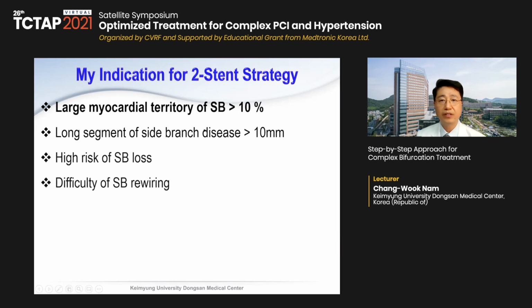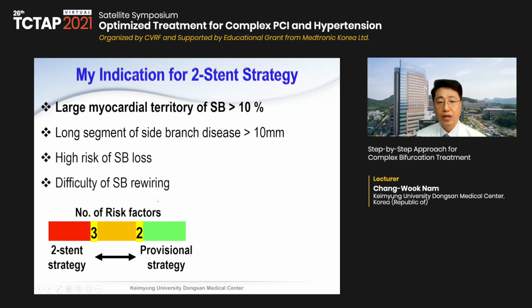So my indications for an initial two-stent strategy: the first and most important is a large myocardial territory of the side branch, more than 10%. Second is a long segment of side branch disease, more than 10 mm. Third is a high risk of side branch loss. And fourth, difficulty of side branch rewiring. If the number of risk factors is fewer than 2, I usually start with a provisional strategy. If the number of risk factors is more than 3, I start with a two-stent strategy initially. In between, it depends on the case.